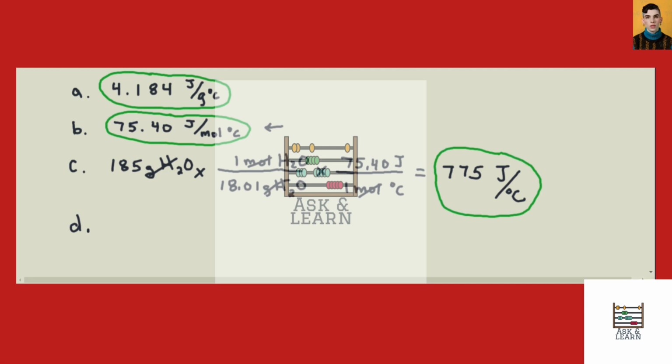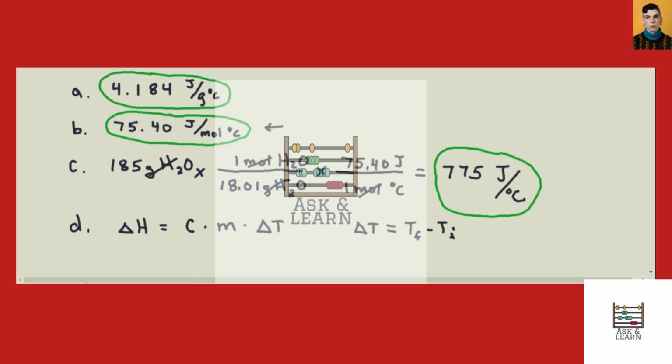Well, to do this, we are going to have to use the equation that the amount of heat, or we could have Q here, is equal to the specific heat of the water times the mass of the water times the change in temperature. Remembering that delta T is calculated by taking the final temperature and subtracting the initial temperature.